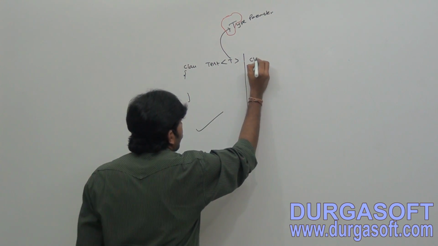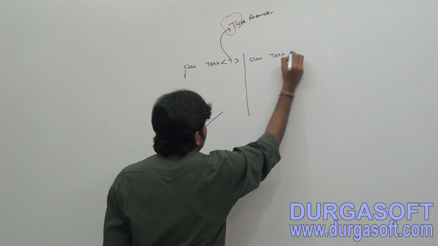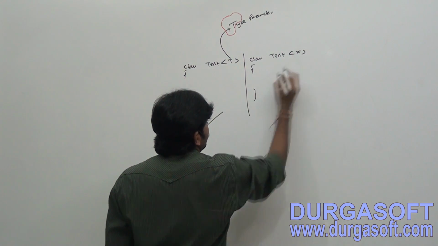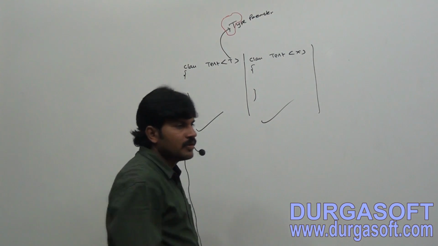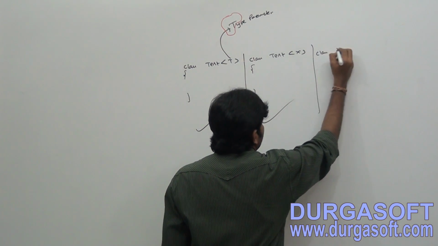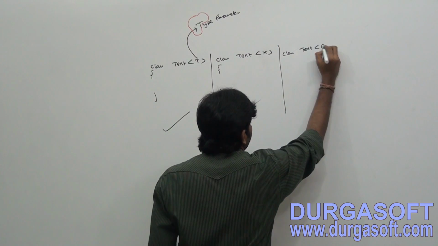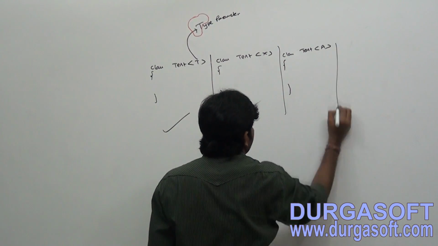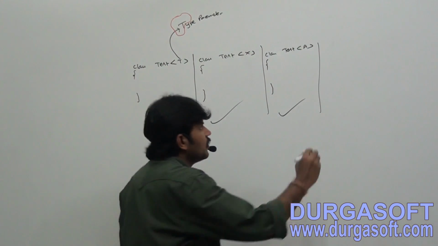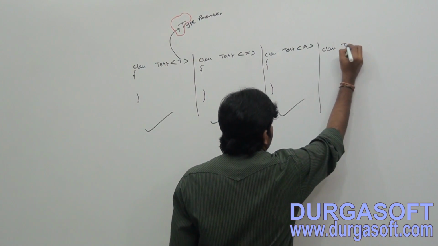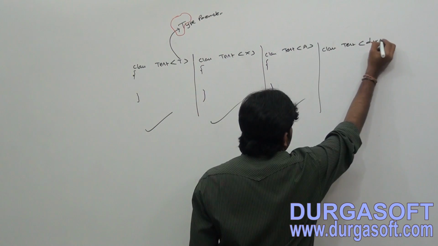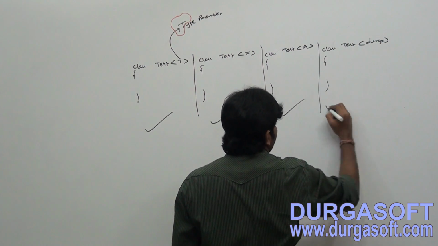Now I am taking class Test of X. 100% valid. Class Test of A, I am taking, valid, no problem at all. Now class Test of Durga I am taking, valid, no problem at all.